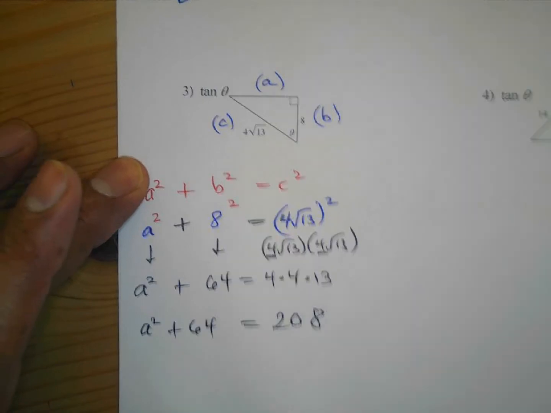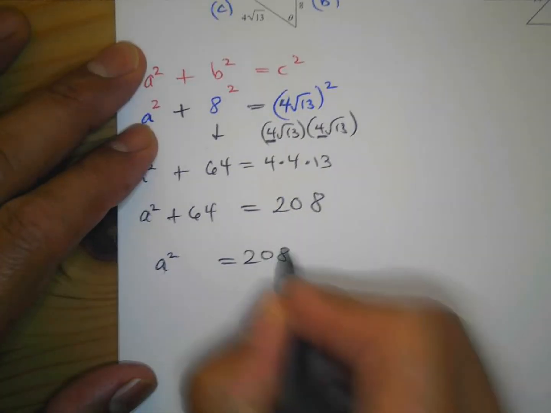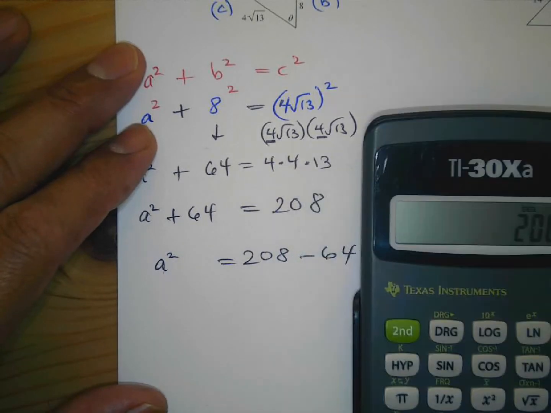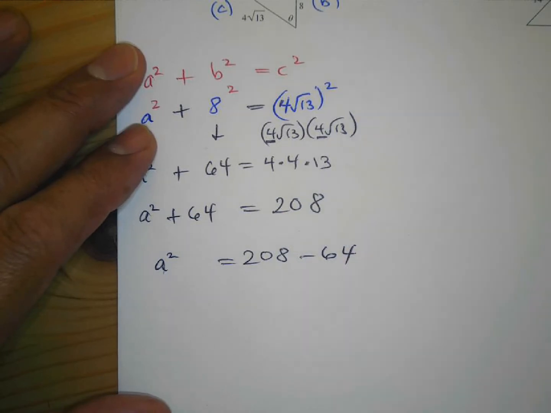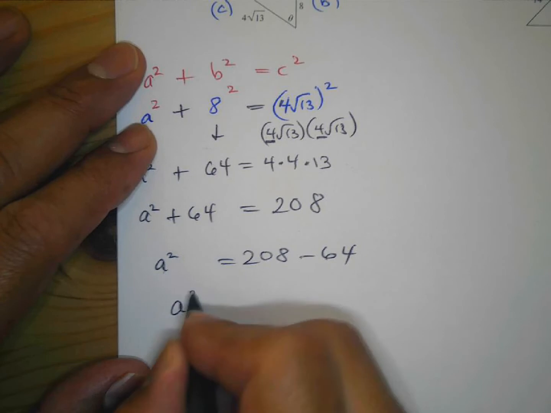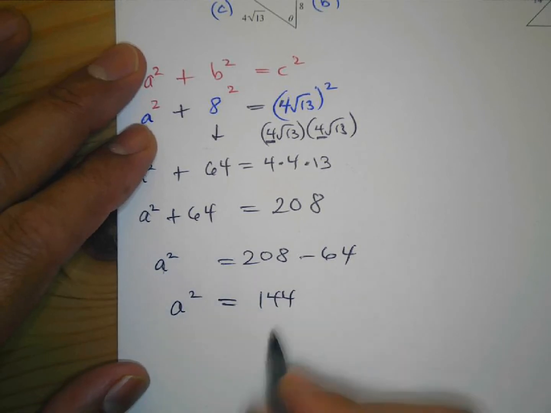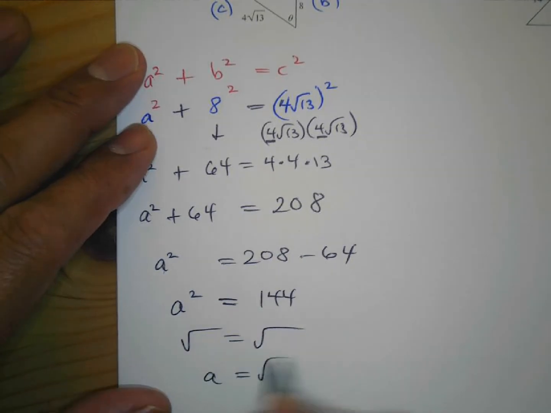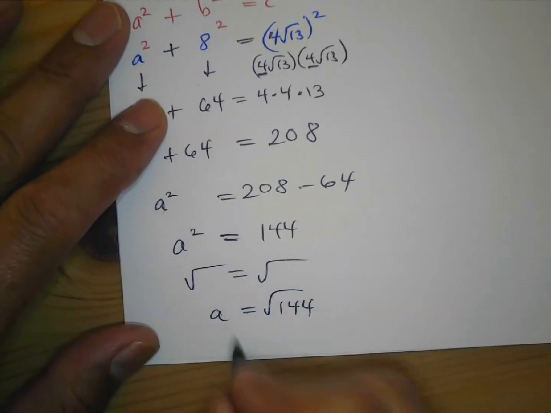Move that positive 64 to the other side. That'll be a squared is equal to whatever 208 minus 64. 208 minus 64 is 144. Again, a squared is equal to 144. Then you take the square root of both sides. It's going to be a is equal to the square root of 144. Well, we just did one with 144. We got 12, right?